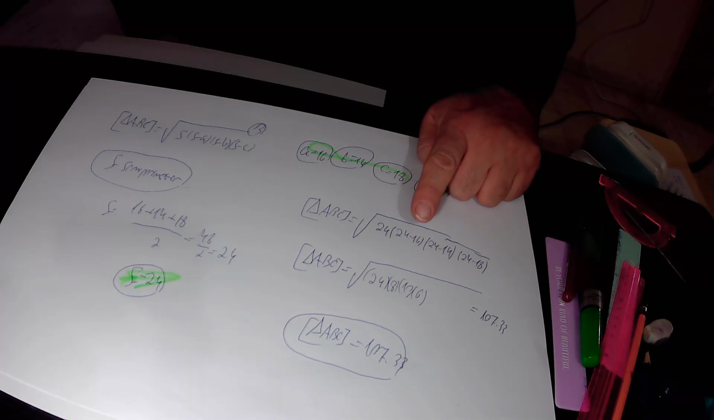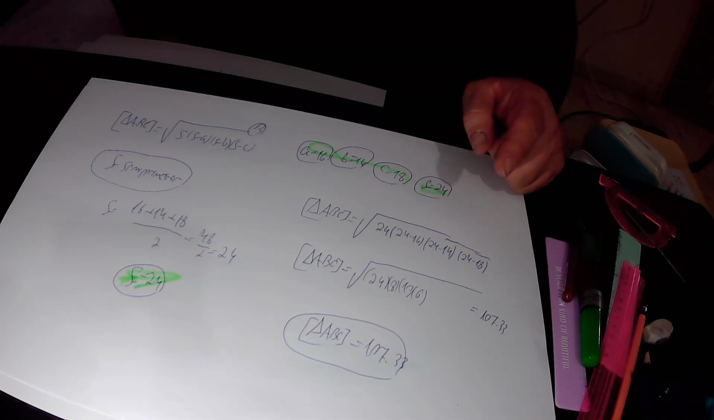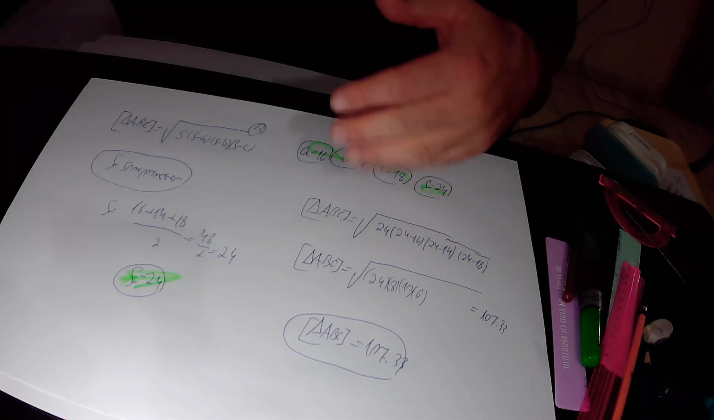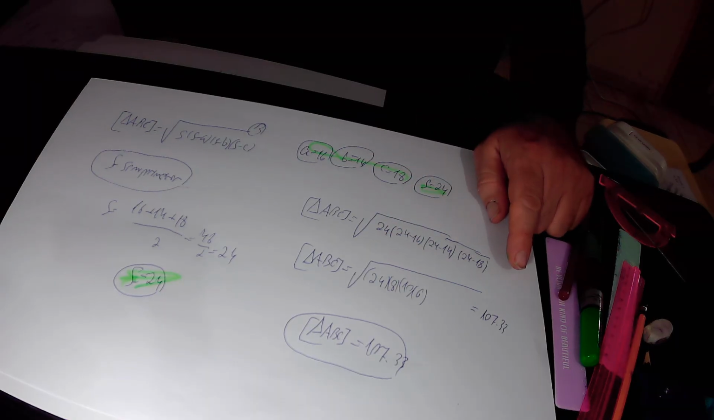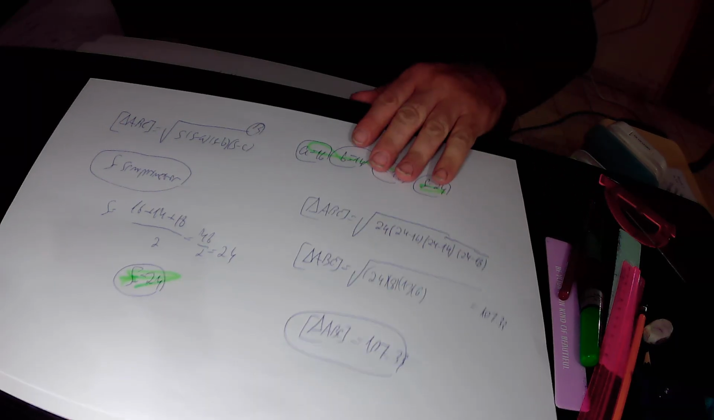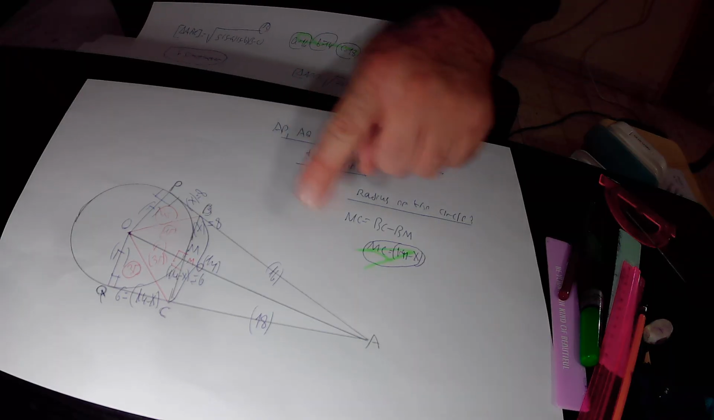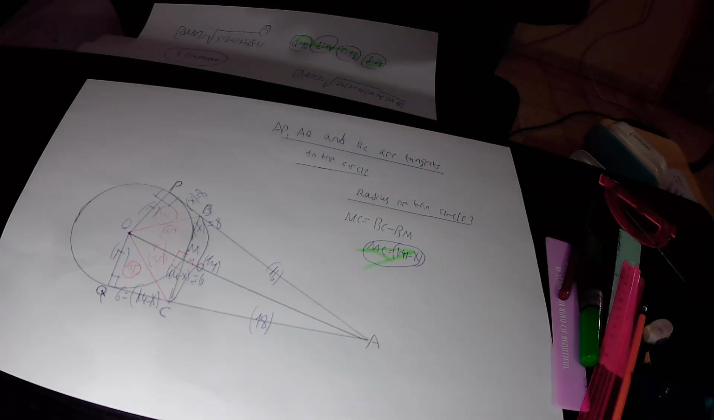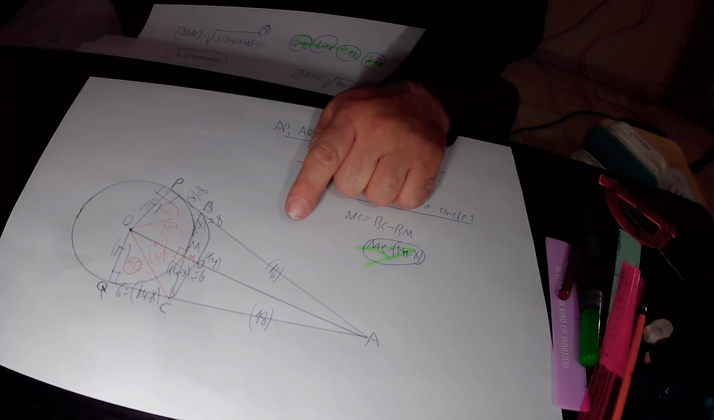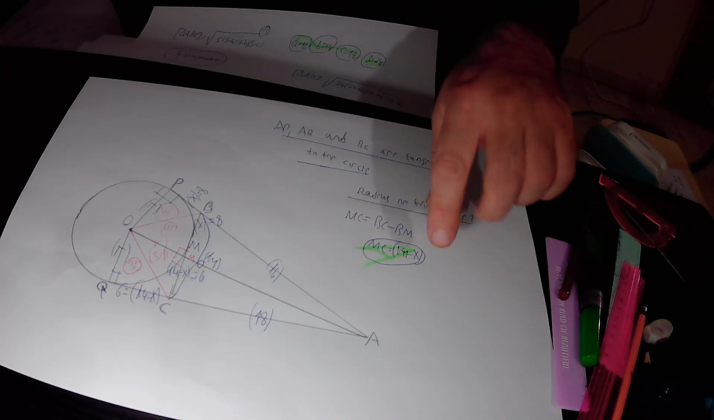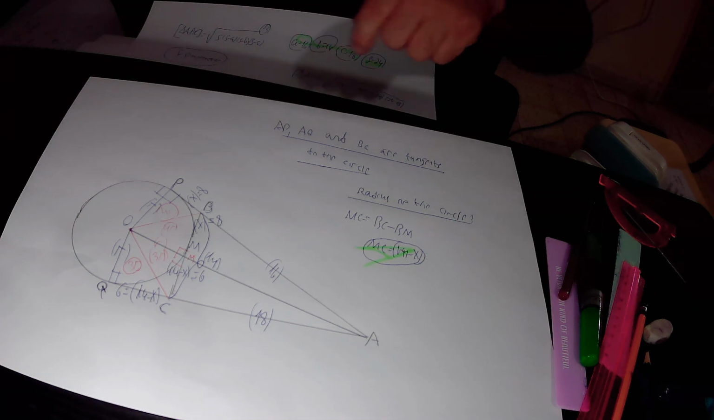Actually, in total, this expression equals 107.33 square inches. Repeat again, the area of this triangle ABC equals 107.33 square inches. So 107.33 plus 14R is the area of this quadrilateral APOQ.